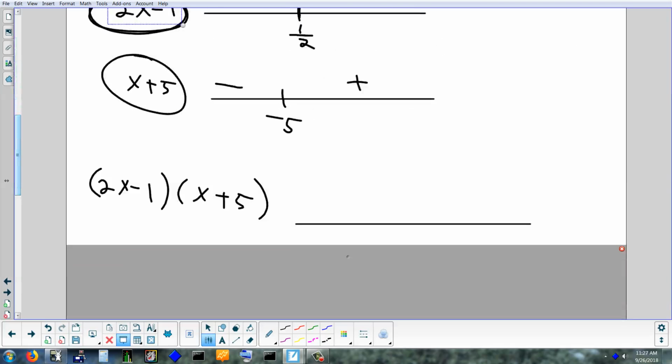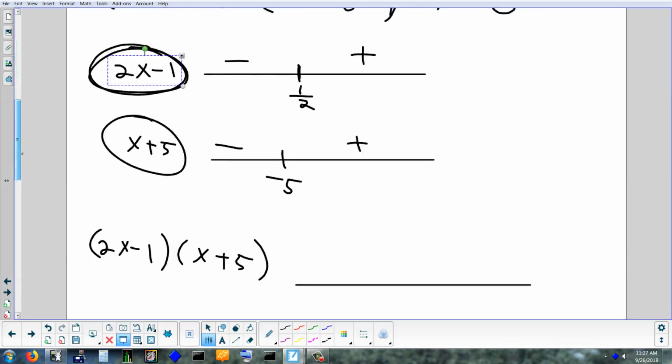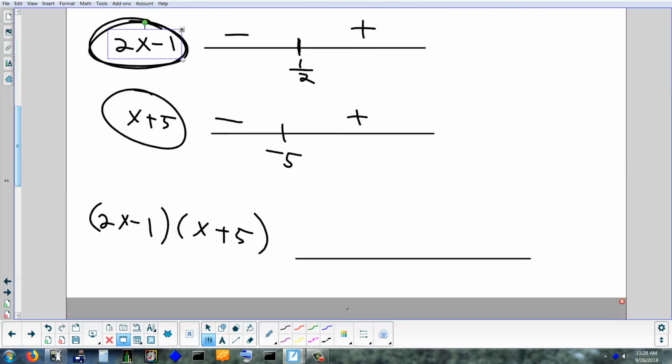So my final number line is for both factors. And on that number line, I put both roots. Negative 5 will go there. 1/2 will go there. And now we're going to determine the sign in each section. So we have 3 sections to figure out. 1, 2, 3.